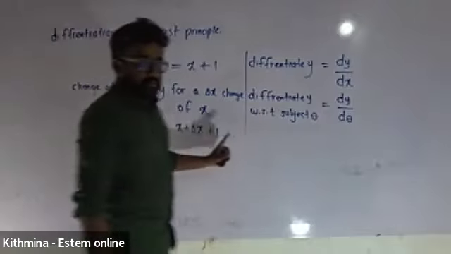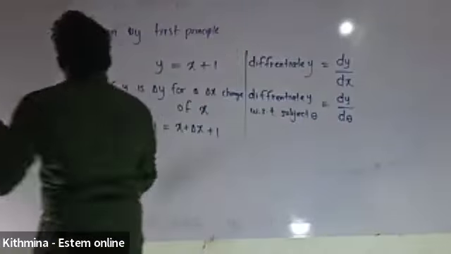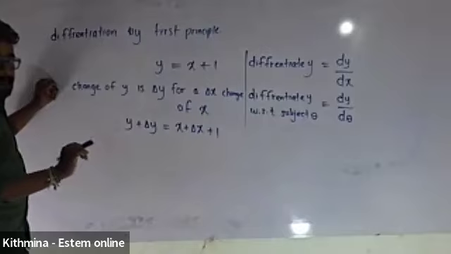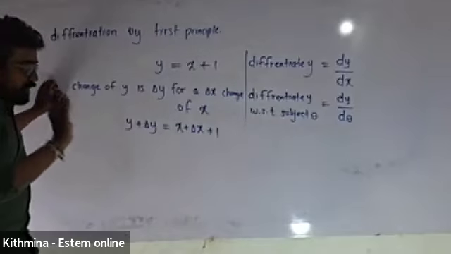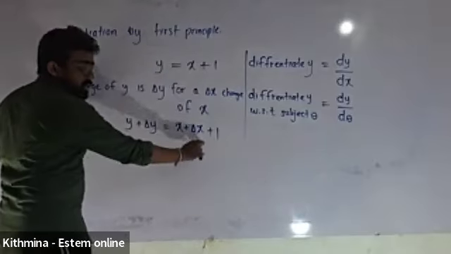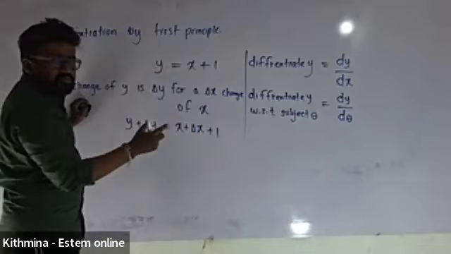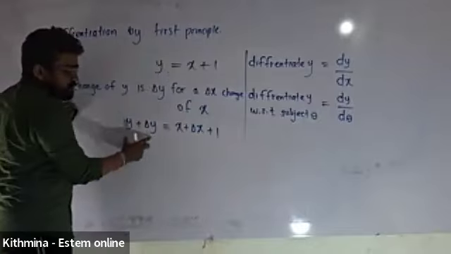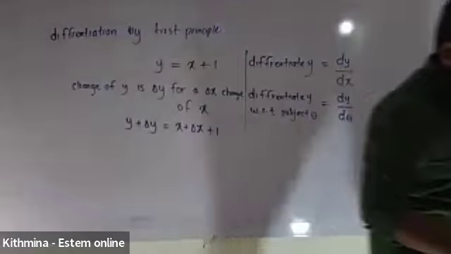This is the first principle. Then just wait. Don't write anything. Now I erase these things and keep this in your mind. Why did you get this? You understand this? This becomes y plus delta y equals x plus delta x plus 1. Is it okay with you?